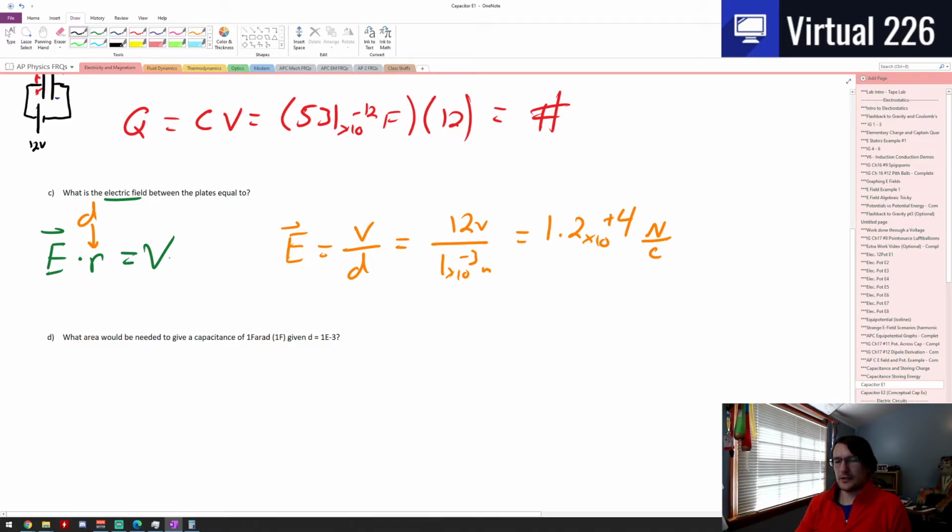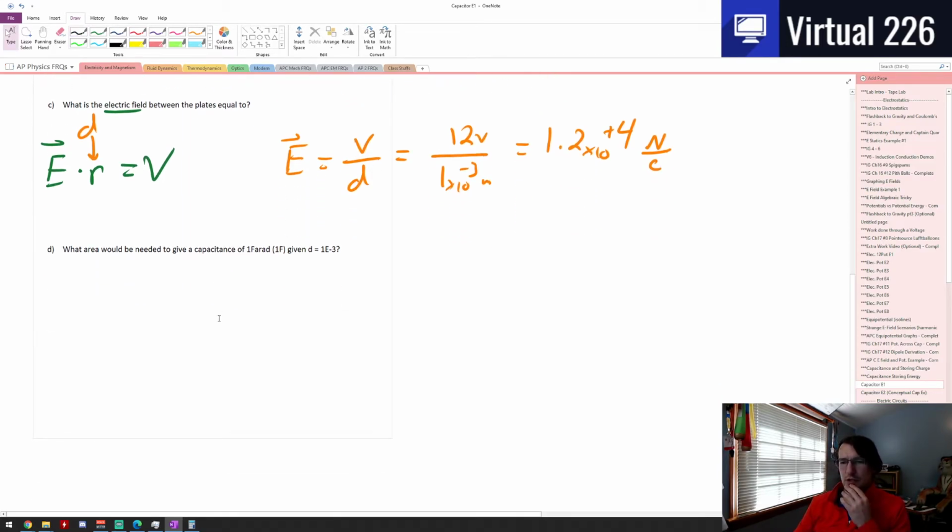And last but not least, it's kind of a strange question here. What area would be needed to give a capacitance of 1 farad, so 1 F, if the separation between the plates was still just 1 times 10 to the minus 3? So we're getting rid of the 0.2 and the 0.3 meters, and we're saying, look, let's just build this capacitor as big as possible. Our customer wants one that is 1 whole farad in capacitance. So what would we need to build for that?